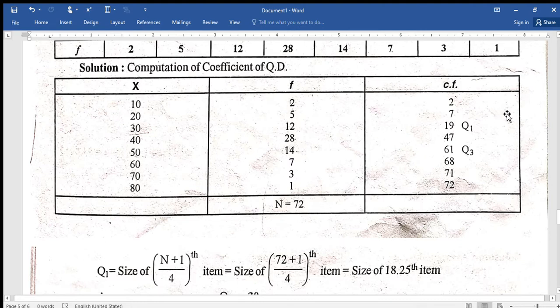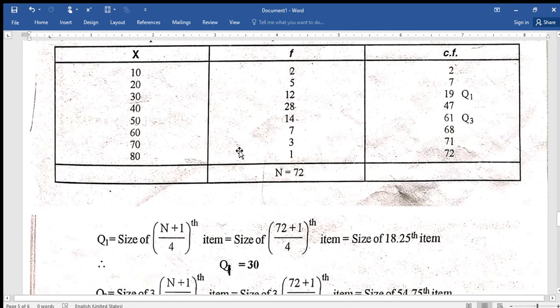We should find the cumulative frequency in this case. How to find cumulative frequency? You replace the same individual frequency here. Then 2 plus 5 we get 7, 7 plus 12, 19, 19 plus 28, 47, 47 plus 14, 61, 61 plus 7 we get 68, 68 plus 3, 71, 71 plus 1 we get 72. You should remember that these two values are one and the same.